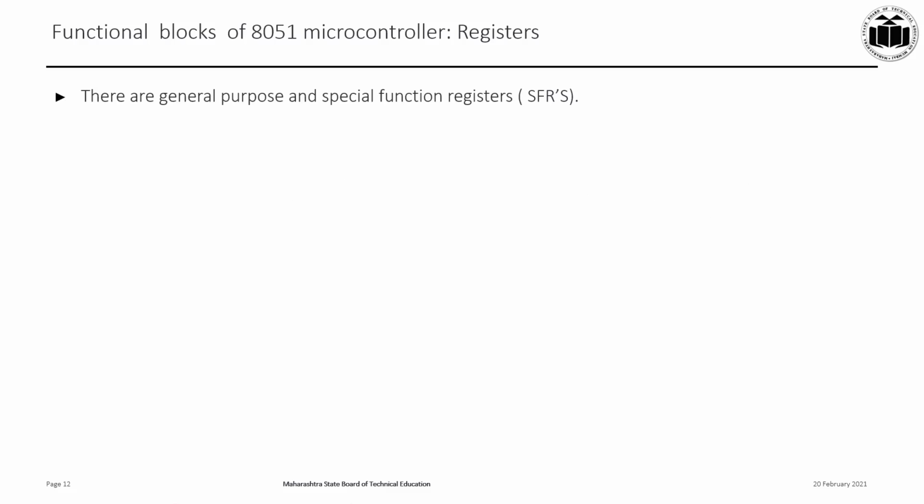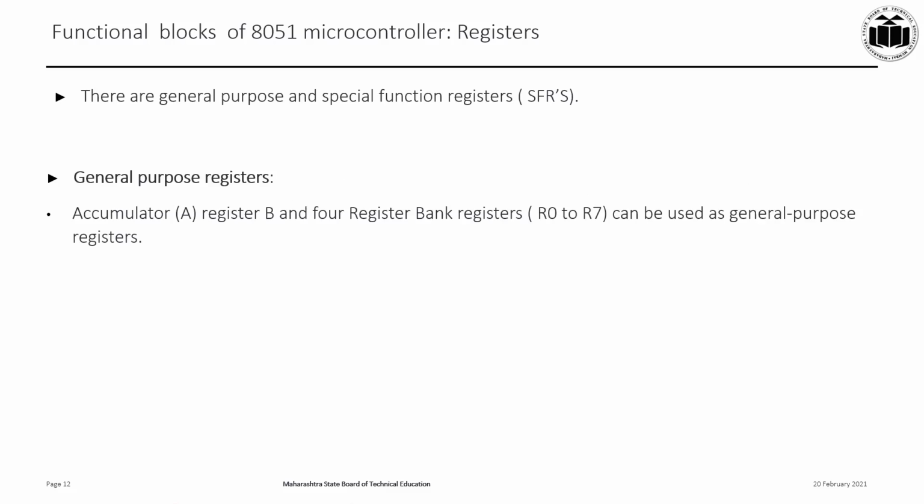Registers. There are general purpose and special function registers. The general purpose registers are the accumulator, the register B, and the 4 register bank registers which are from R0 to R7. They can all be used for general purpose.